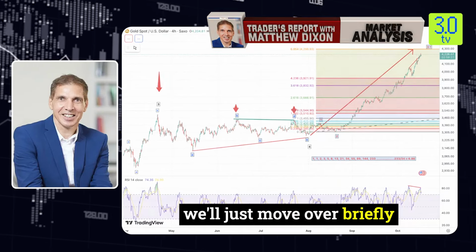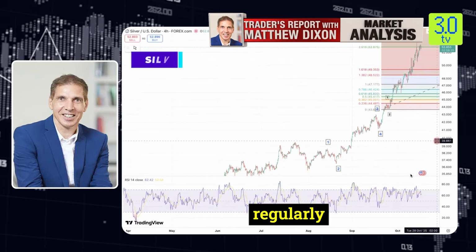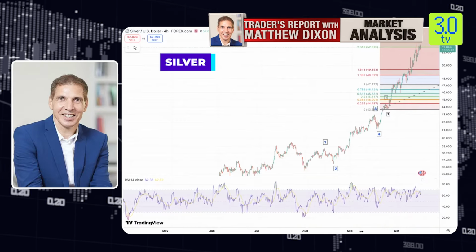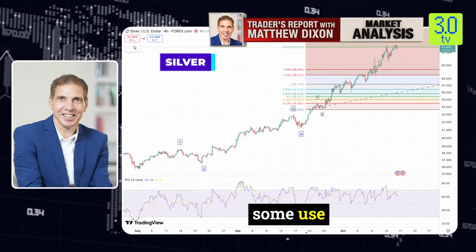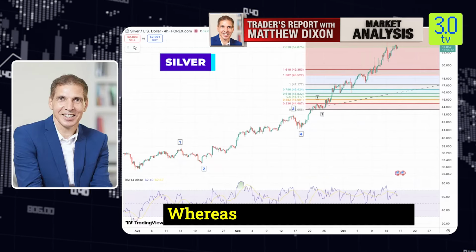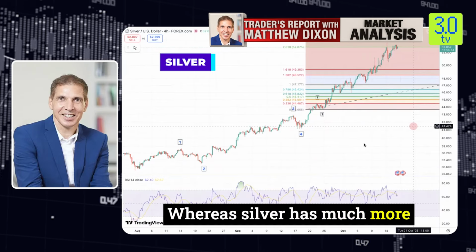We'll just move over briefly to silver. It's not one that we look at regularly, but I like silver because it actually has industrial uses. Gold has some use, but it's really more of a store of value, whereas silver has much more industrial usage.